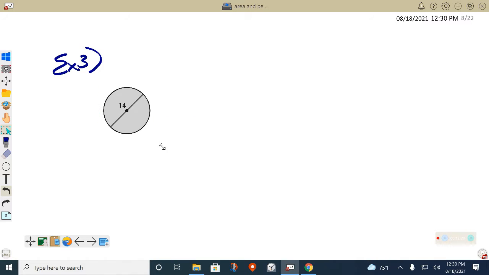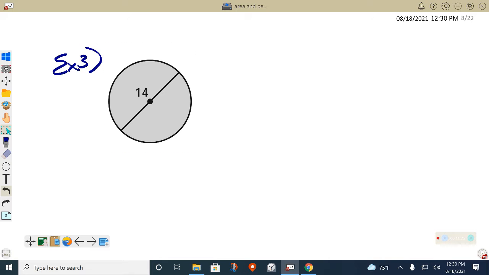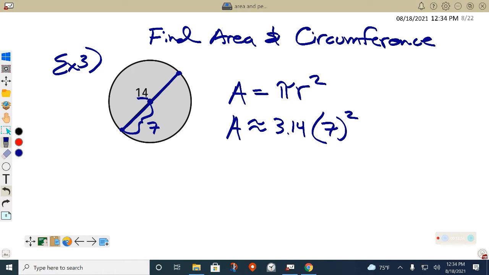I'm going to draw the circle. Go for it. So this one we're going to find area and circumference. Copy that down. I replaced pi with 3.14, the radius with 7.